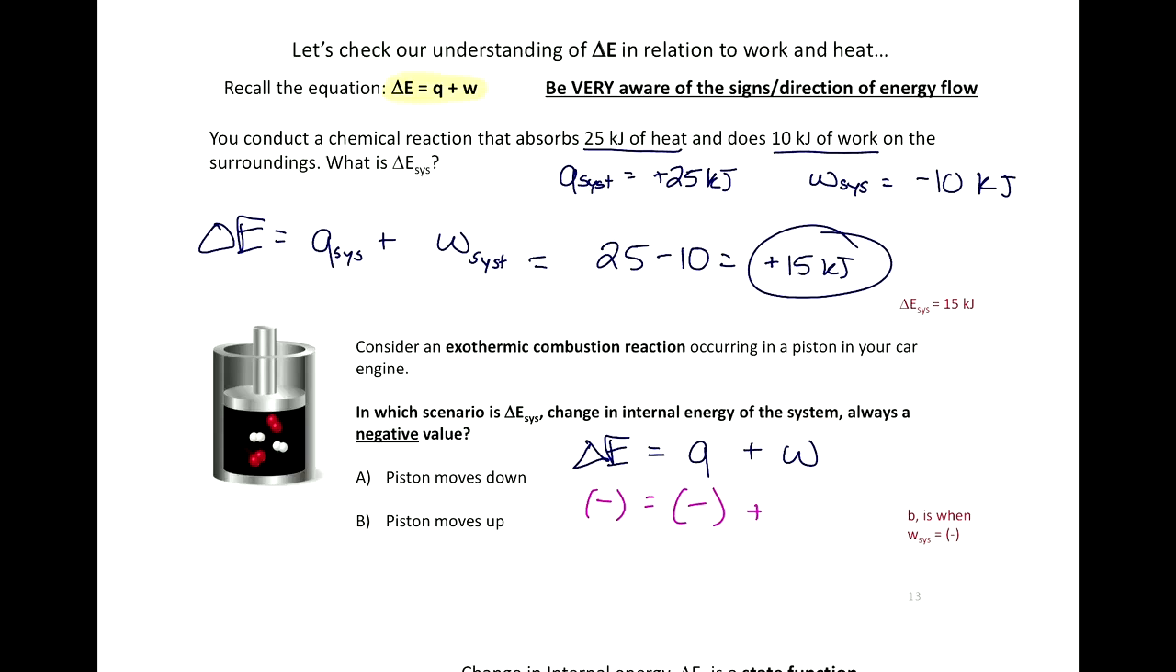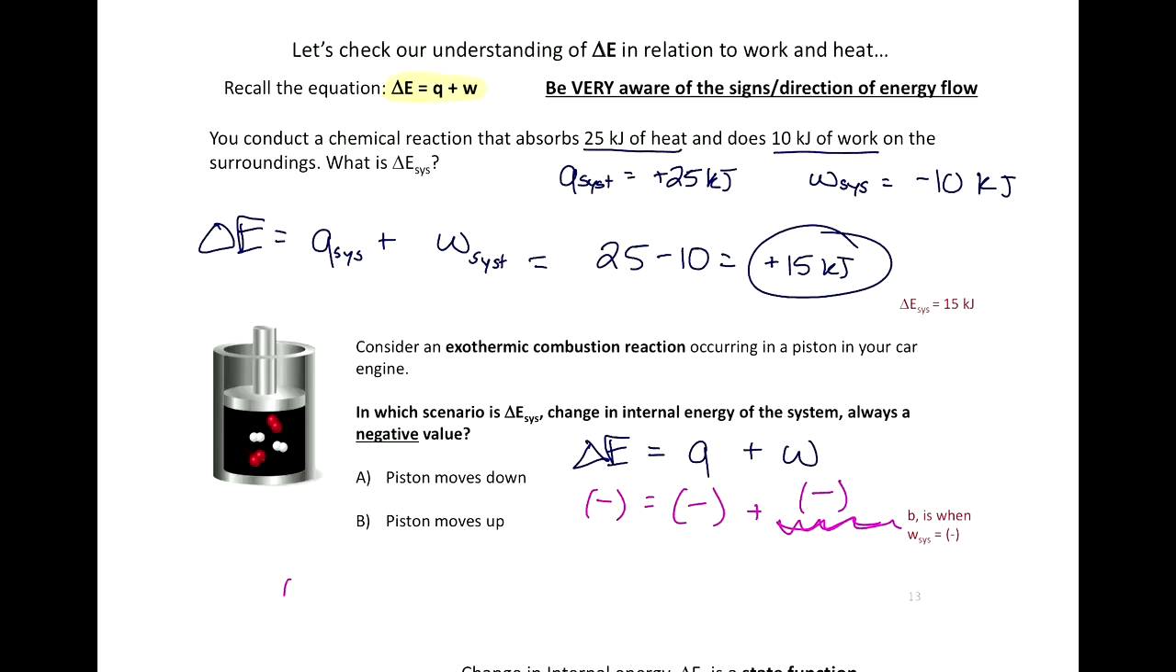But, so right here, what's the sign of work need to be? If it's a negative value, yeah. So if work is negative, two negatives, add them together, will you always get a negative value? Yes. But if I have a negative and a positive number, will I always get a negative value? Not always. Sometimes you would, but not always. So we are looking for the example where we always get a negative value of internal energy. All right, so that is not my answer.